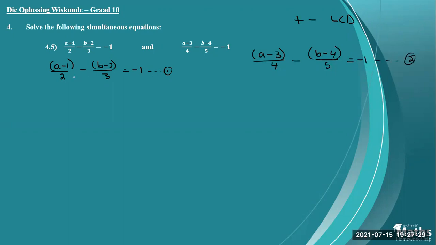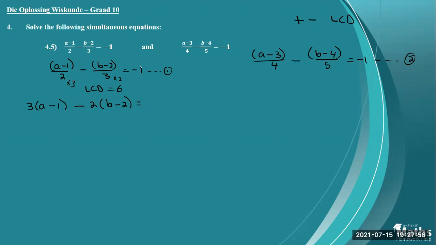So my LCD for 2 and 3 is going to be 6. So this 2 you must multiply by 3, so you multiply the numerator by 3. This 3 you need to multiply by 2, so you put a 2 in front of the numerator. Because it's a fraction, you can drop the LCD.